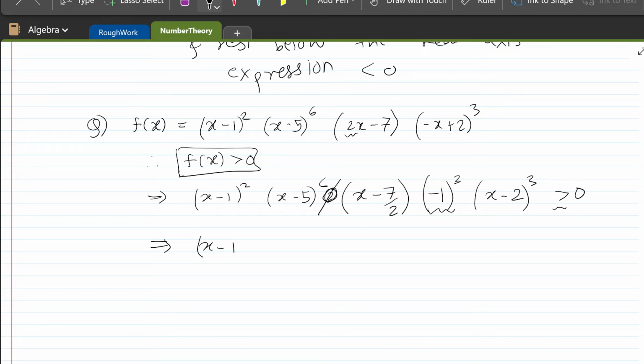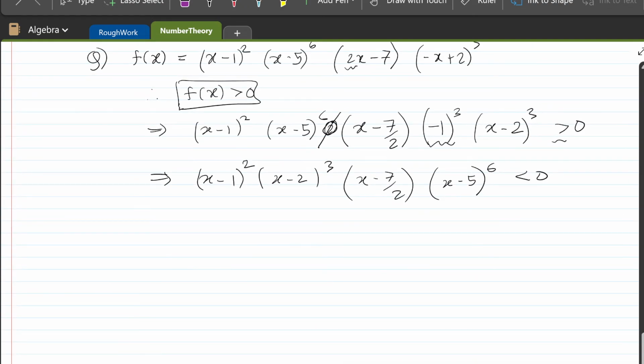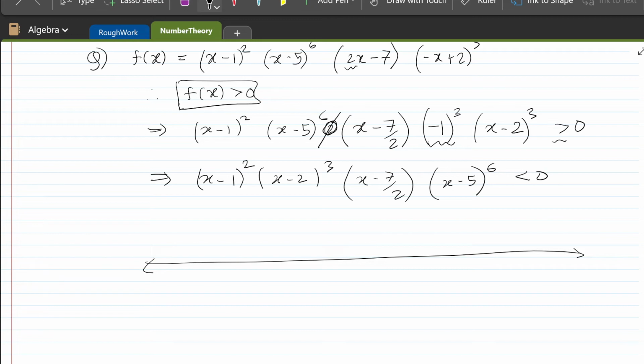We know this. So finally this inequality will become (x minus 1) whole square, (x minus 2) whole cube, (x minus 7 by 2) and (x minus 5) whole power 6, less than 0, right? Finally, we have to solve this inequality in order for us to get the answer. Yeah. Now, the next step is plotting the real axis and plotting all of these roots, right?